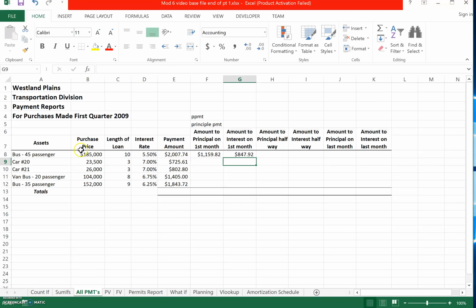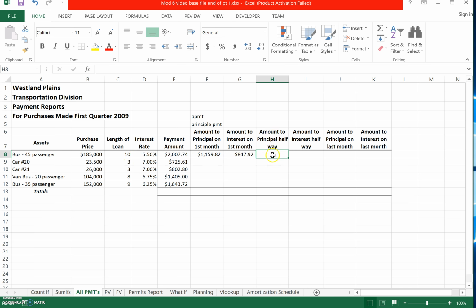So on that very first month, I'm going to give the bank over $2,000. They're going to keep $850 and say, thank you very much, and then only put $185 on the loan. It's frustrating, okay? So what about halfway? Well, if you're making 120 payments, wouldn't halfway be the 60 mark?